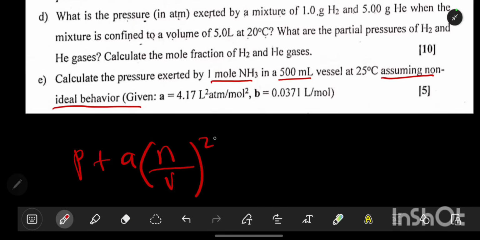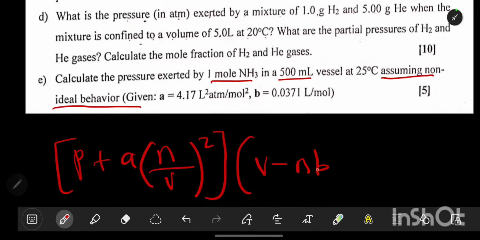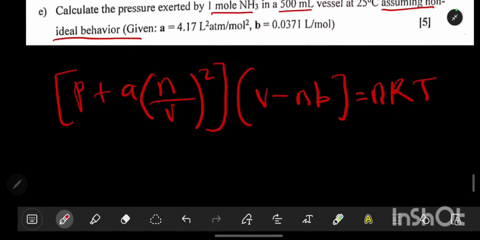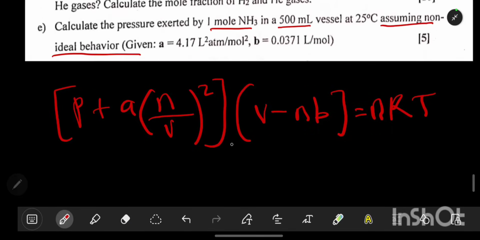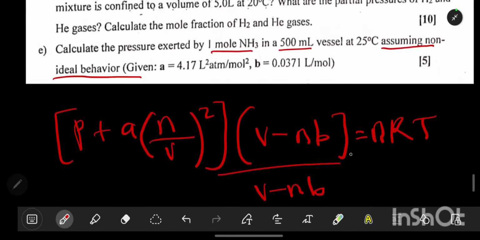So this is the formula for the real gas equation. Then we have times our V minus nb should be equal to nRT. So this is the equation. So we are going to now just divide. We want to make pressure the subject of the formula. So divide over n, divide this. You can even extend it to that.